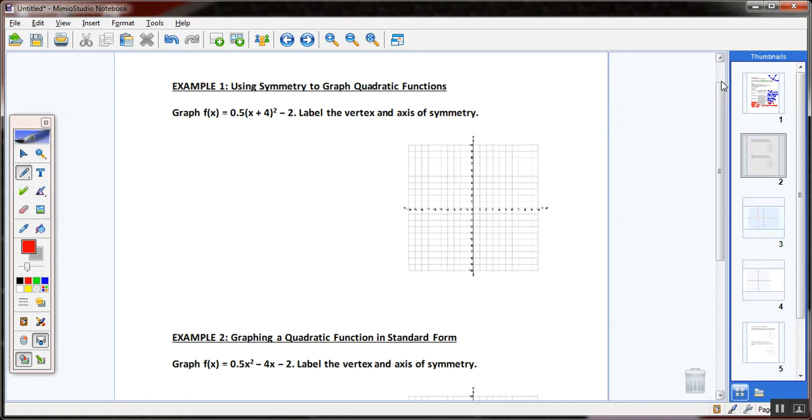Okay, no problem. Here's what we're going to do today. First of all, kids, we have what's known as vertex form right here. It says graph f of x equals 0.5 times (x plus 4) squared minus 2. It says write and label the vertex and the axis of symmetry. All right, kids, if this is in vertex form, what becomes the vertex first of all?